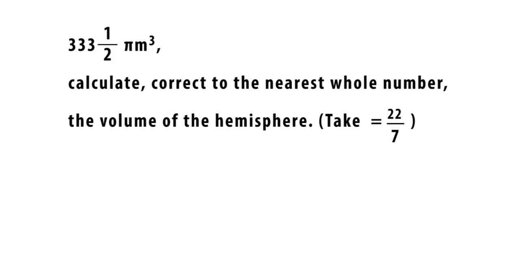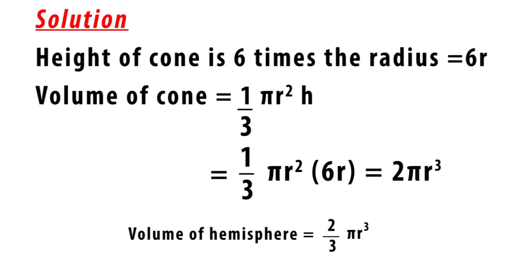This is a nice question. Try it and let's see how you can do it. Let's look at the solution. You were told the height of the cone is 6 times the radius. So it means the height is equal to 6r.